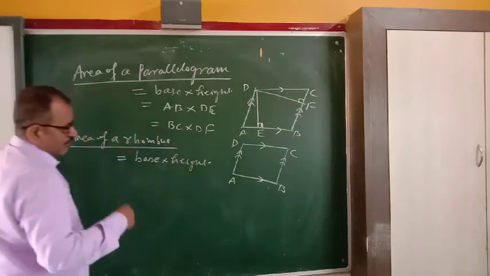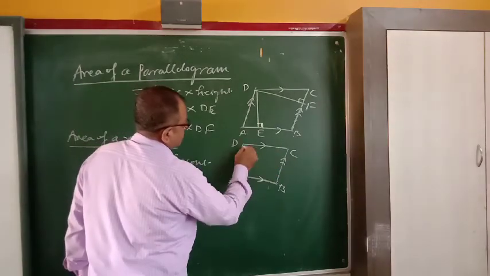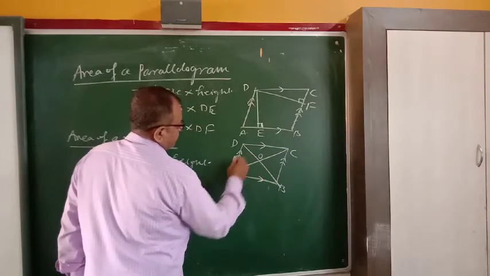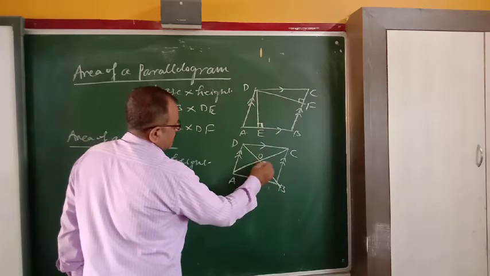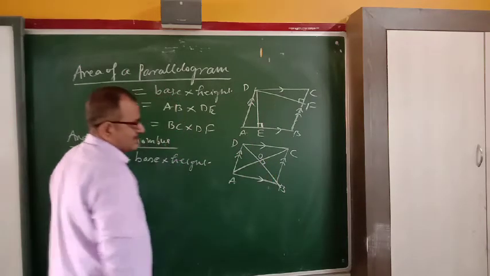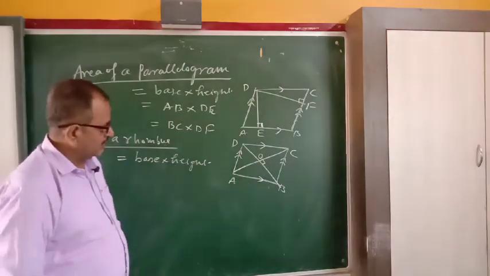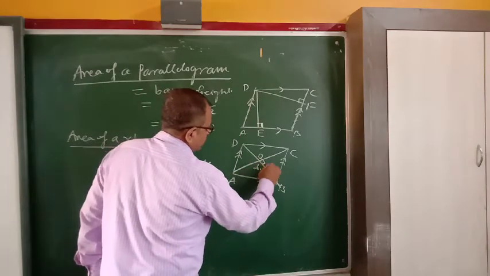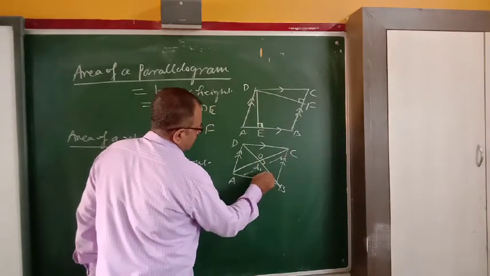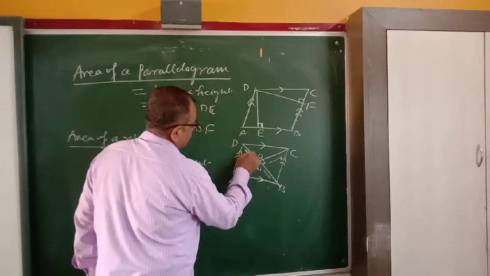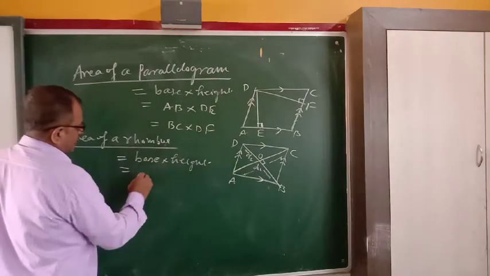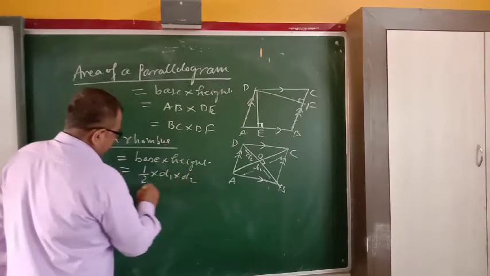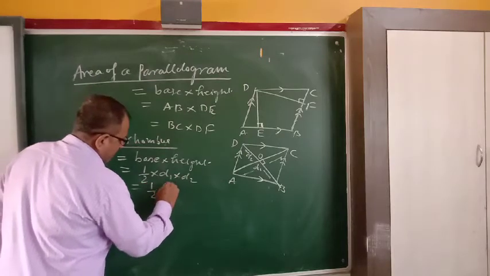One more formula for the area of a rhombus: if we draw both the diagonals AC and BD, in a rhombus, diagonals bisect each other at 90 degrees. Means both the diagonals are perpendicular. Suppose AC is D1 and BD is D2. So the next formula for the area of a rhombus is 1 by 2 D1 into D2. Means 1 by 2 product of diagonals.